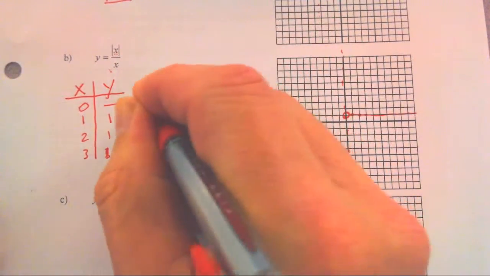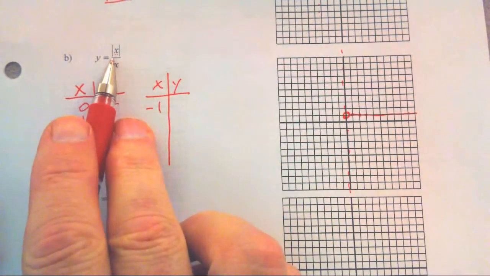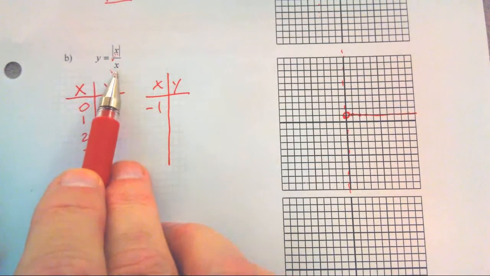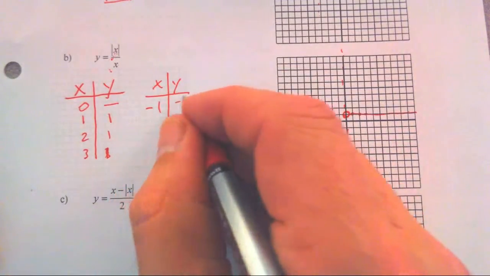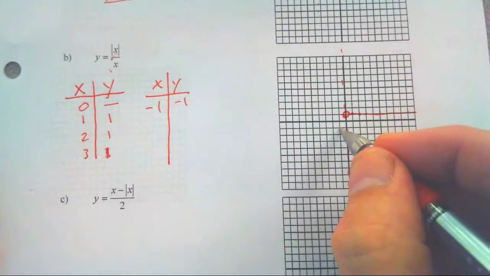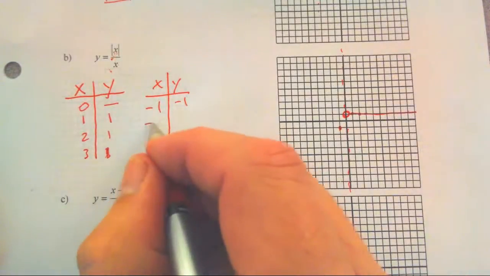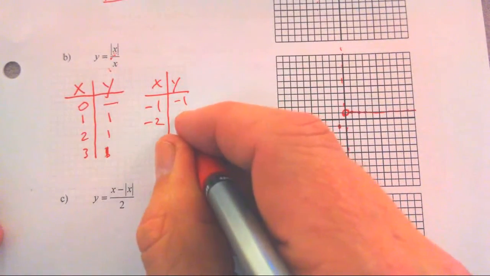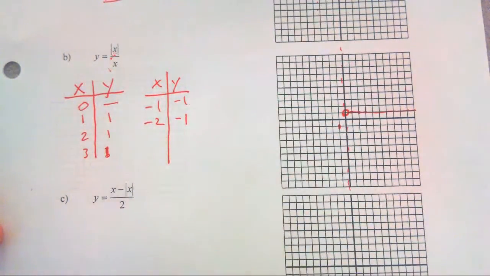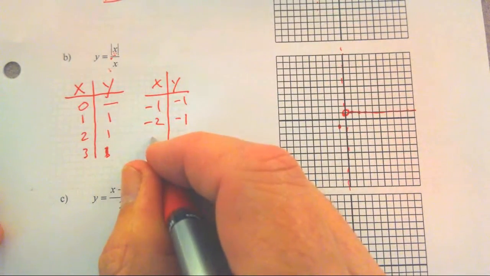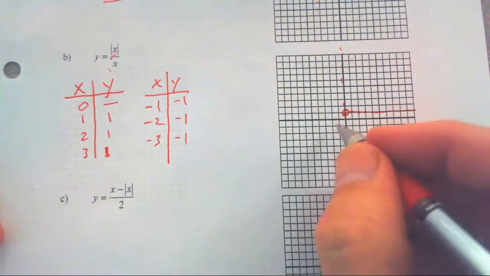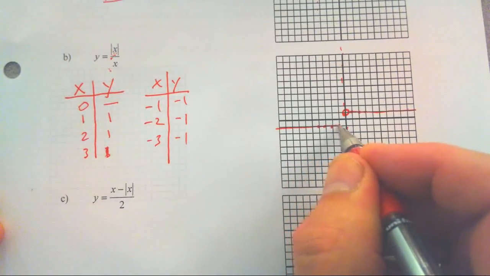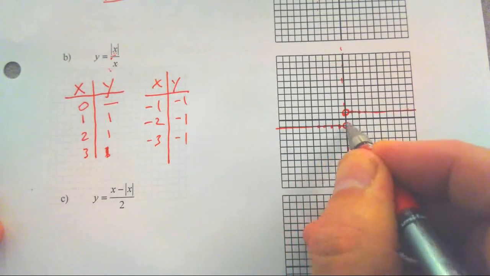X, Y, let's go to -1. Put in -1, and I get positive 1 on negative 1. Put in negative 2, and I get positive 2 on negative 2. Put in negative 3, I get positive 3 on negative 3. So I believe we look like this, and we just slam in again. Can't fit there.